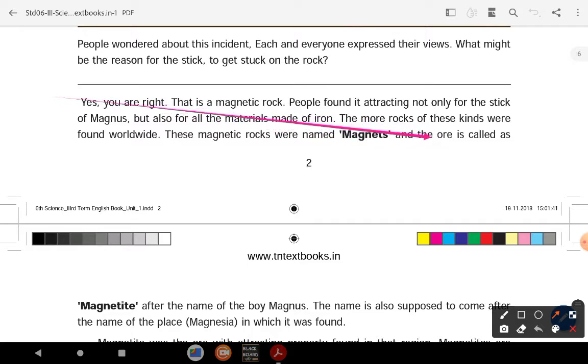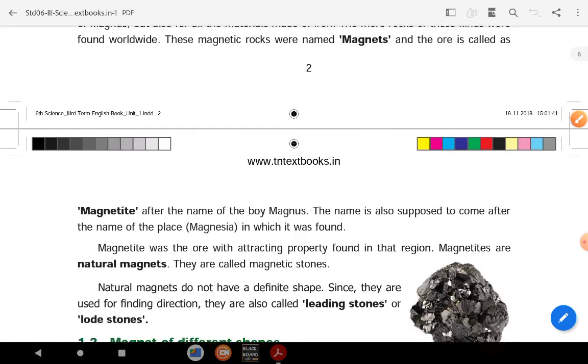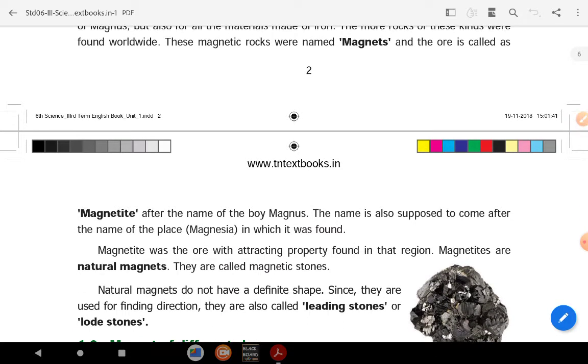Ore. What is the ore, children? I will explain to you what is an ore. Okay, so ore is a substance from which you separate the material.